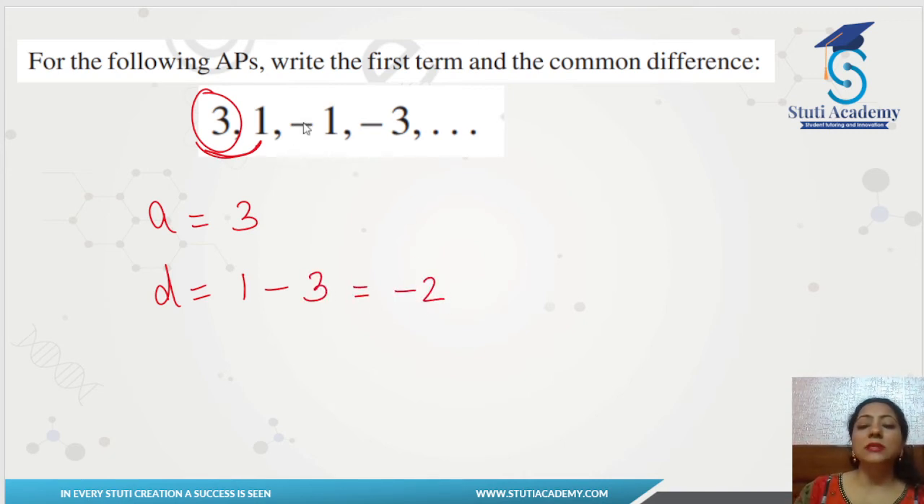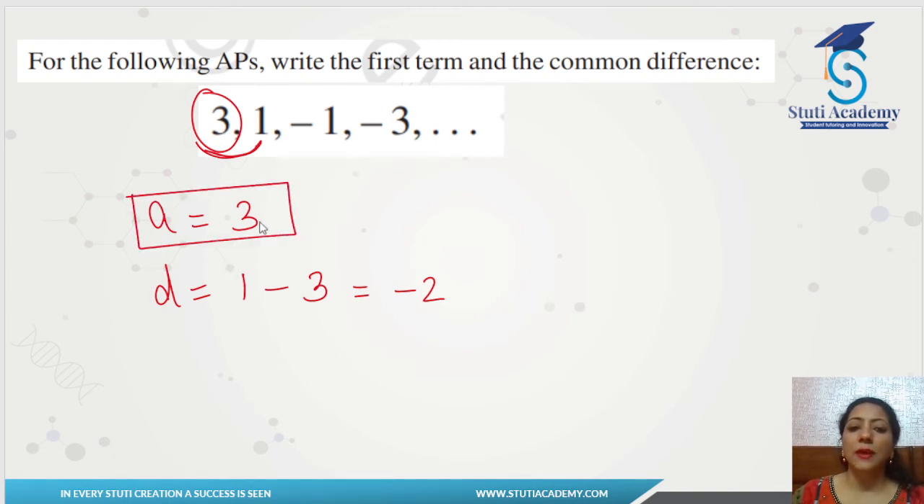Please notice when the numbers are decreasing, then in that case, the common difference is negative. When the numbers are increasing, the common difference is positive. And when the numbers remain the same number, like I showed you right in the beginning, 5, 5, 5, 5, and so on, then in that case the common difference is 0. So here we have A, the first term, as 3 and D, the common difference, is minus 2.